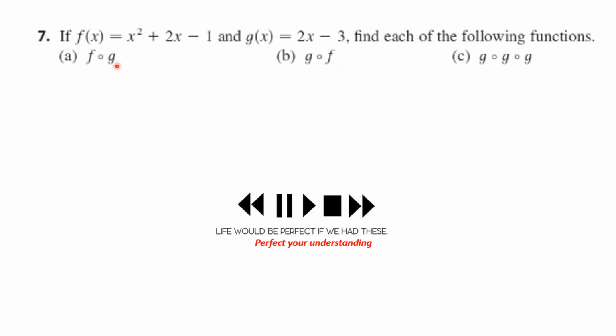And finally, we have two functions, and we'll talk about the composition of functions. So f of x is x squared plus 2x minus 1, and g of x is 2x minus 3. And we're to find each of the following functions. This is f composed with g, this is g composed with f, and this is g composed with itself 3 times. Please give this a go. Let's see how you did.